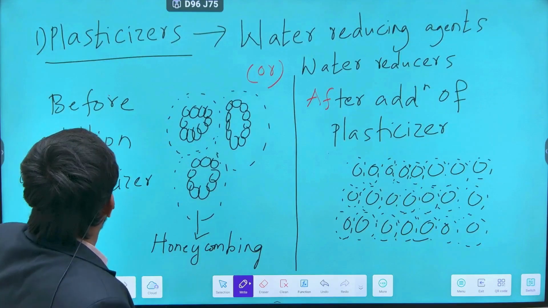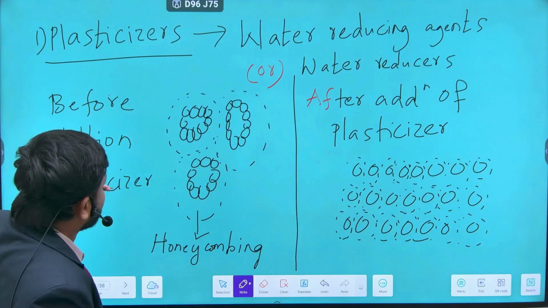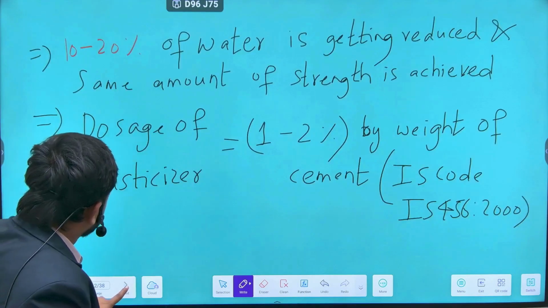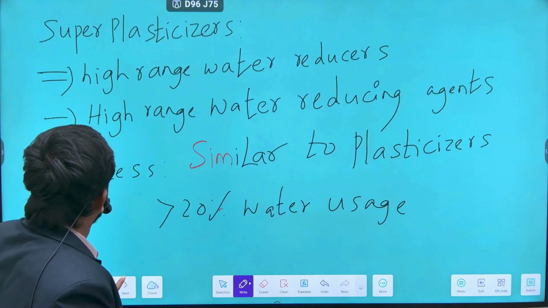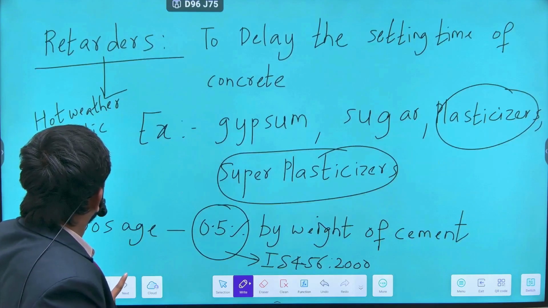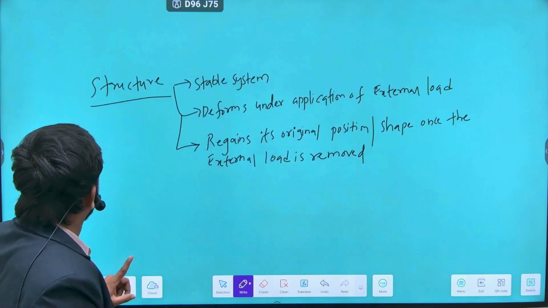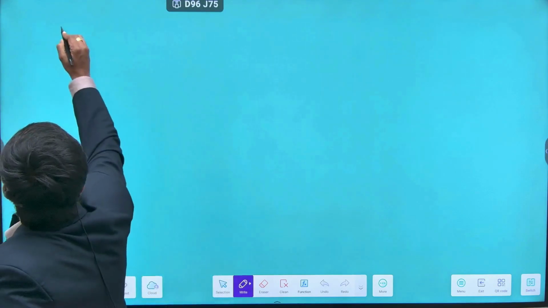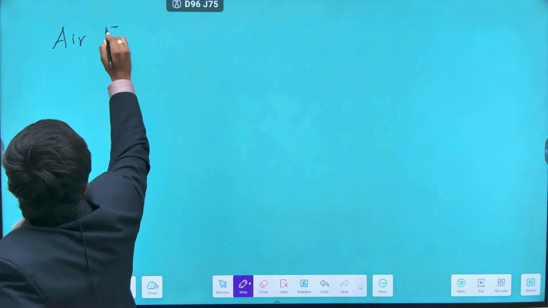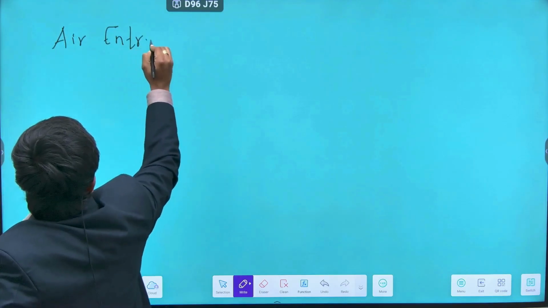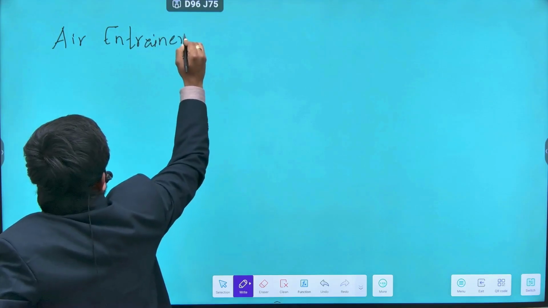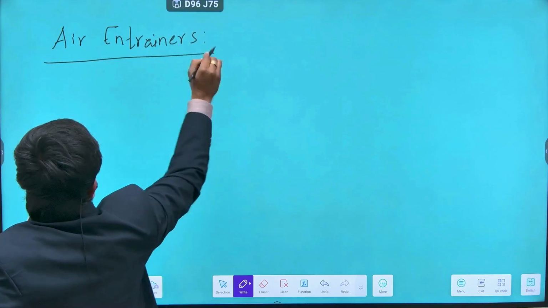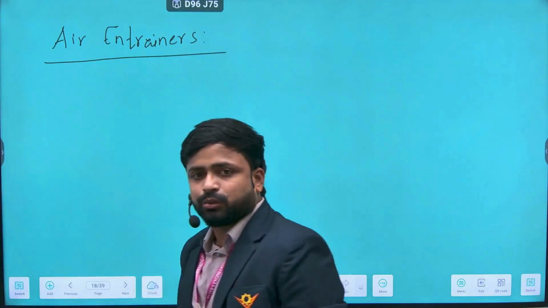Okay. So plasticizers, I have discussed the phenomena also. Superplasticizers and the dosage, accelerators, retarders. Yes. Now I am going to discuss air entraining agents. Air entrainers. What are these air entrainers and what is the usage?